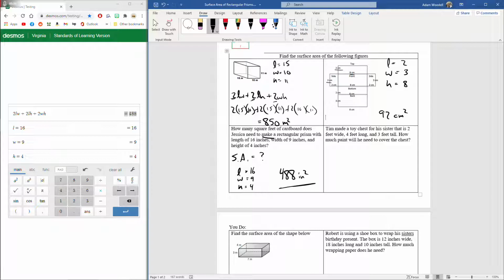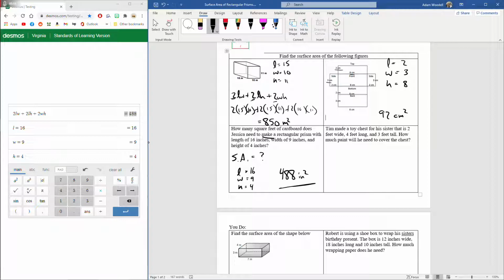Isn't this exactly what we've been doing this whole time? With surface area, volume, rectangular prisms, cylinders, the steps end up being exactly the same. The numbers might be different, the formula might be different, but the steps are the same. And we'll do one more.